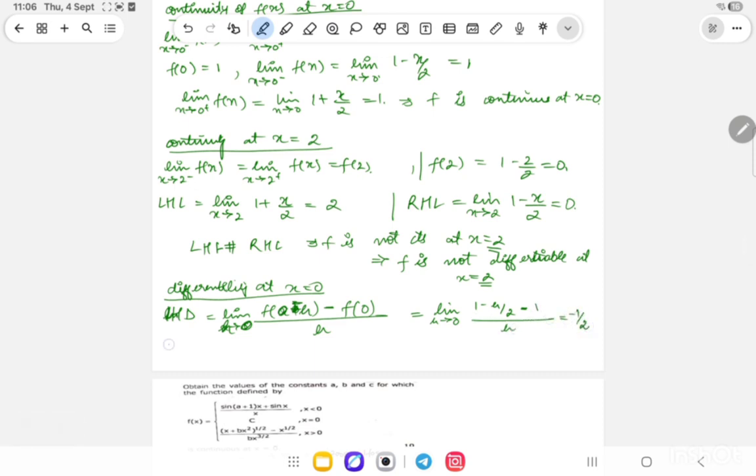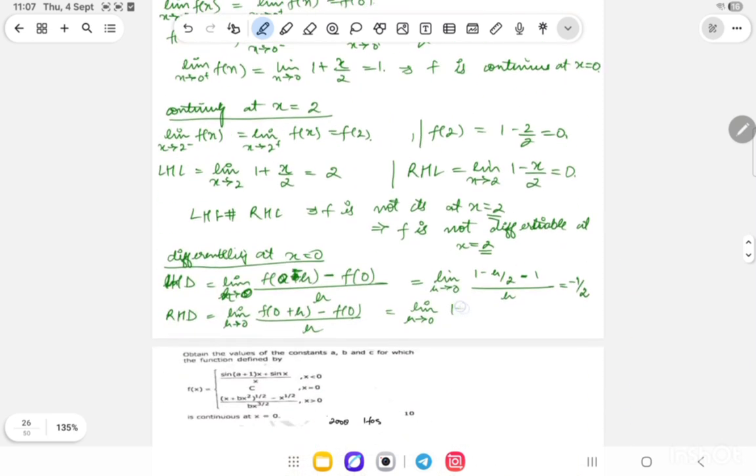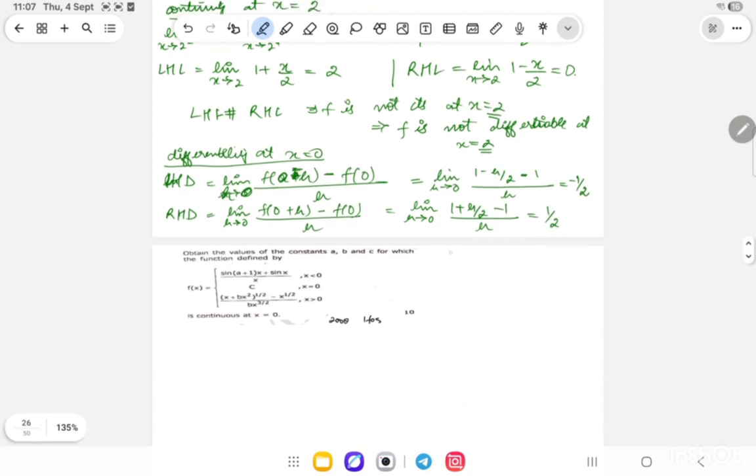And my right hand derivative would be basically the limit as h approaches 0 of f of 0 plus h minus f of 0 by h, which is equal to the limit as h approaches 0 of 1 plus h by 2 minus 1 by h. This gives me a right hand derivative of 1 by 2, but you can see that the left hand derivative is not equal to the right hand derivative, so function f is not differentiable at x equals 0.